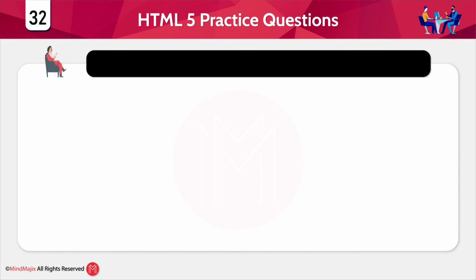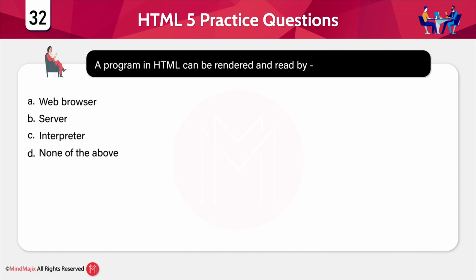Next question is, a program in HTML can be rendered and read by. Okay, rendered by web browser and read by web browser. Okay, not server, not interpreter, not none of the above. Which is the correct answer? 32. A. Rendered means what? Displayed by web browser. HTML content is displayed by web browser.